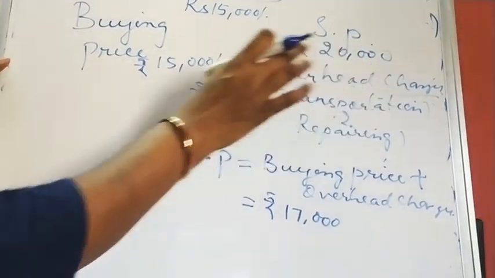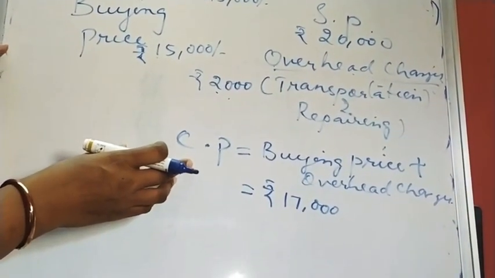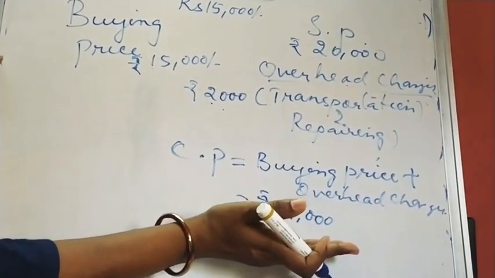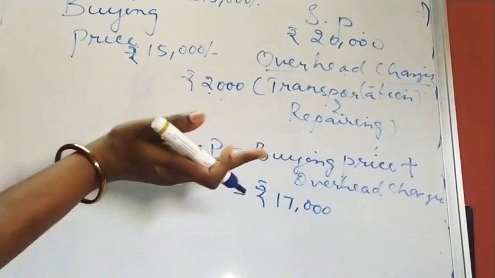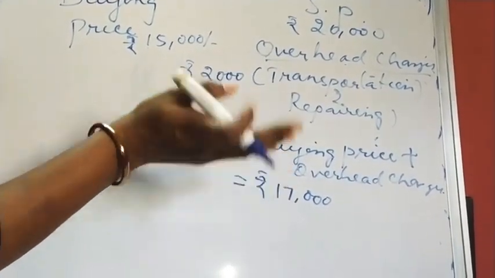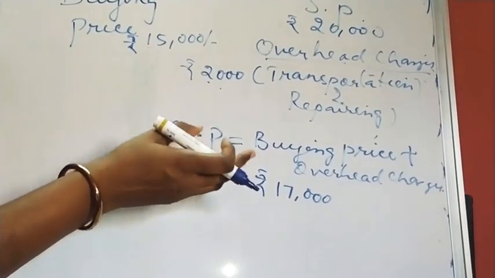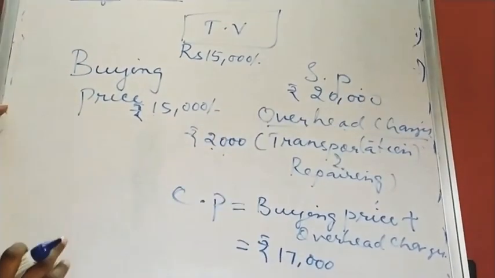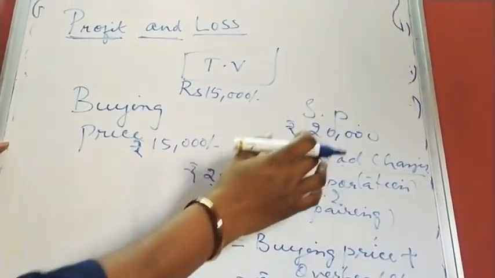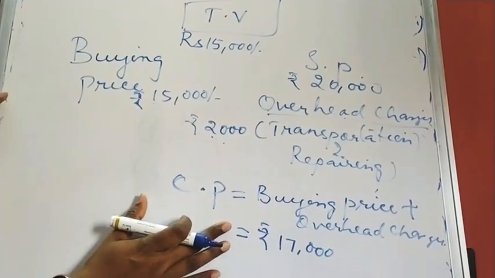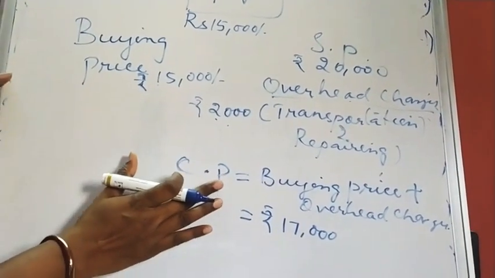as the overhead charges. And the total cost price is what? The buying price and the overhead charges. It gives us the total cost price. So when he is selling this article to a customer, he is selling it at a rate higher than his cost price. Mostly and often it happens so. So the selling price is how much? Rupees 20,000.